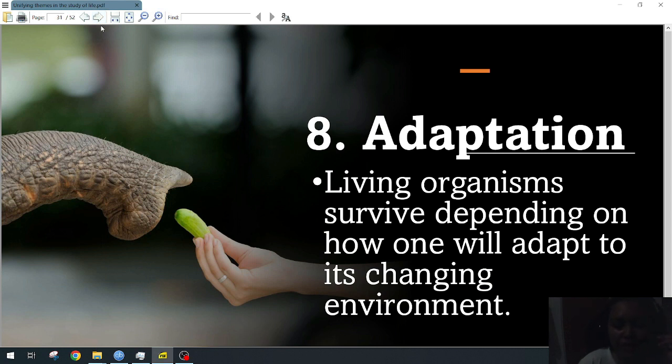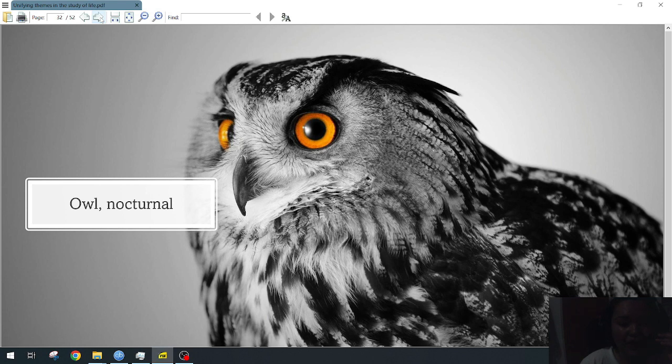Okay, the 8th theme is adaptation. Living organisms survive depending on how one will adapt to its changing environment. Animals must adapt. Kung hindi tayo mag-a-adapt, we will die. Survival of the fittest nga, di ba? So, we have here the owl first. Ang mga kwago ay nocturnal animals, no? They adapted the night vision kasi gabi nga sila nag-hunt, di sila natutulog sa gabi. So, doon sila naghahanap. So, they have to develop that.